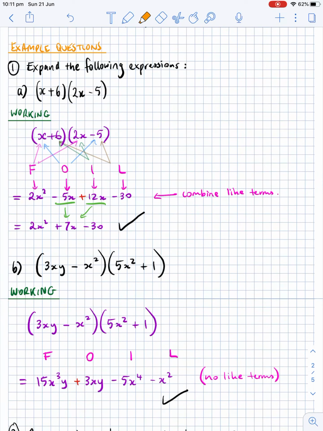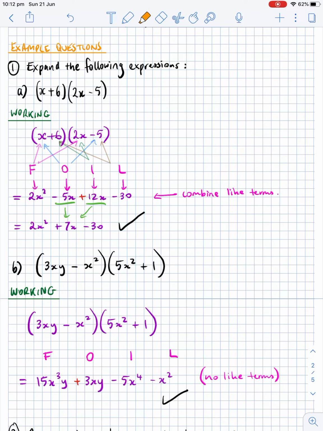So expand the following expressions. Here we've got another binomial product. So the idea is we can use FOIL to help us out here. FOIL is going to be the first term. So in pink arrows, it's going to be x times 2x, which gives us 2x squared. The outside terms are going to be the x and the minus 5 to give us minus 5x.